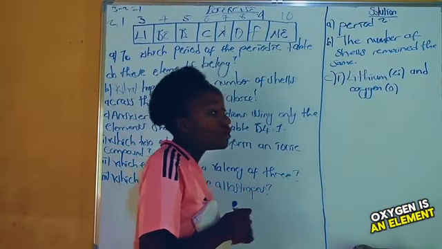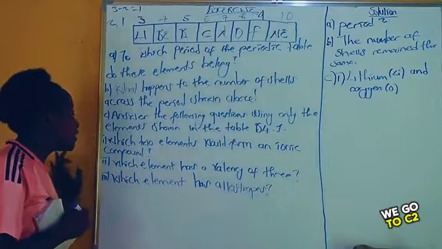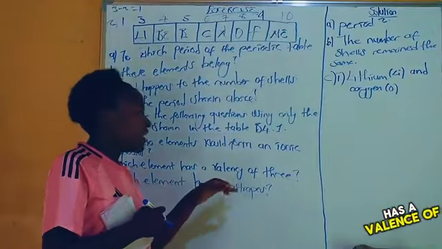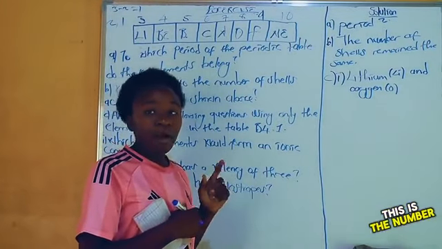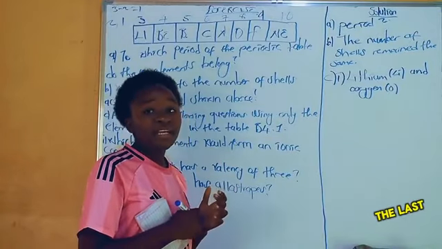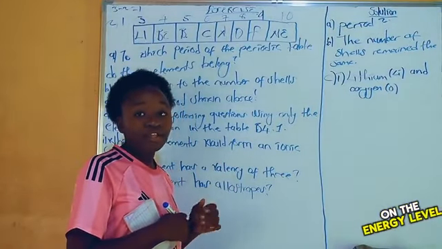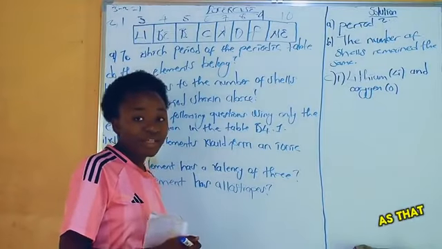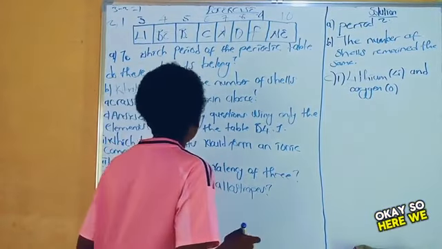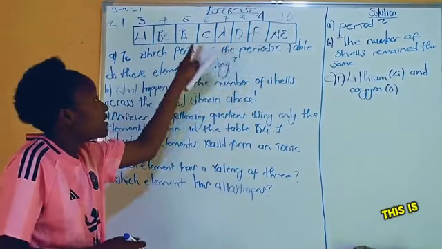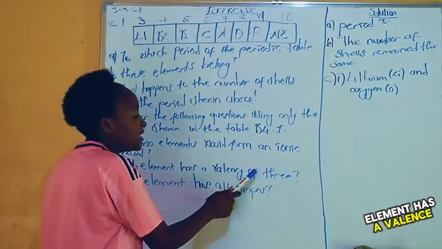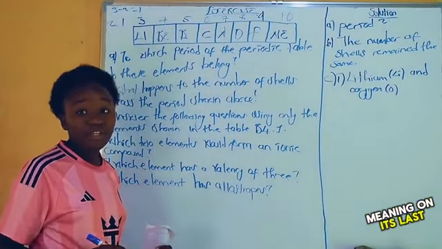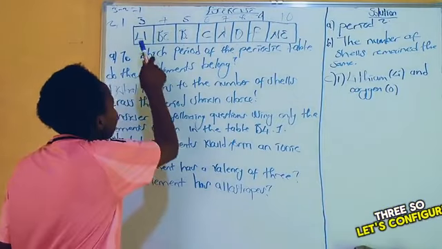oxygen is a non-metal. Okay, we go to C2, it says, which element has a valency of 3? Remember, we said the valency is the number of electrons that are on the last shell, on the energy level shell. It's actually known as that. So here we are first going to look at the periodic table we're using right now. It's saying which element has a valency of 3, meaning on its last shell it is having 3. So let's configure this.